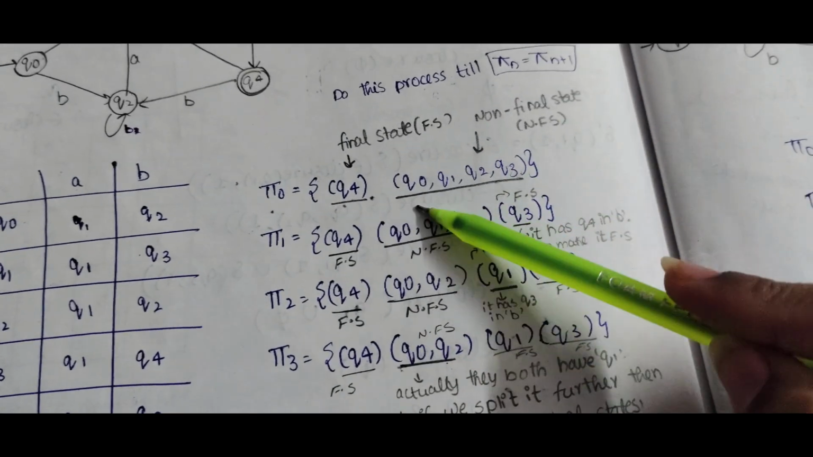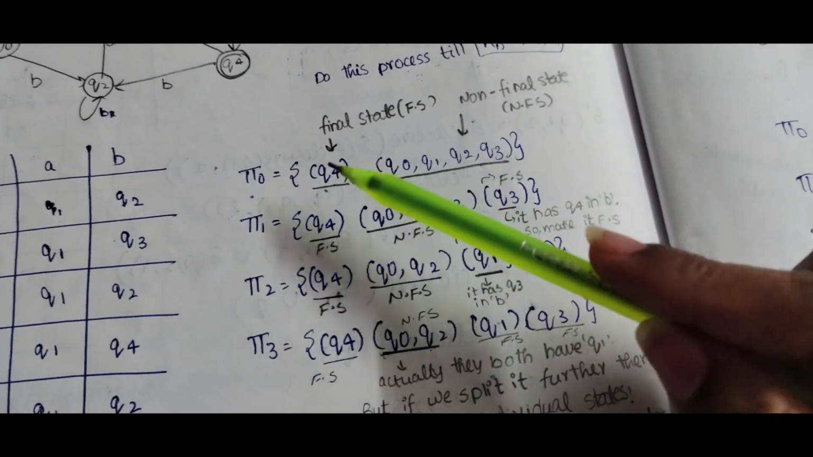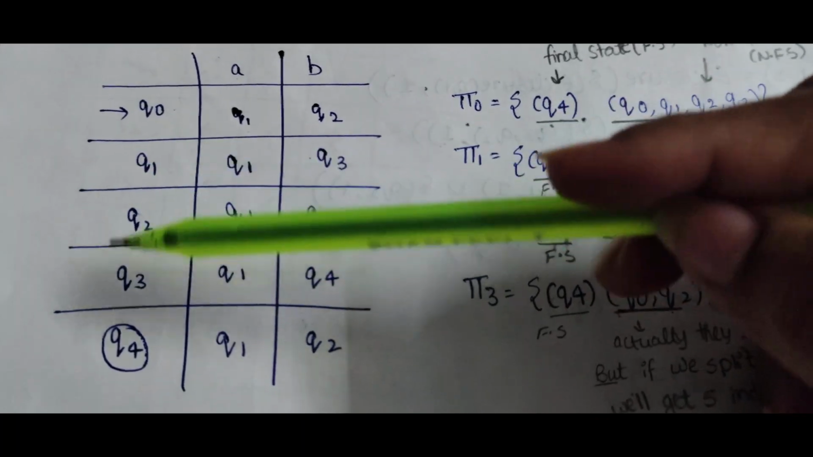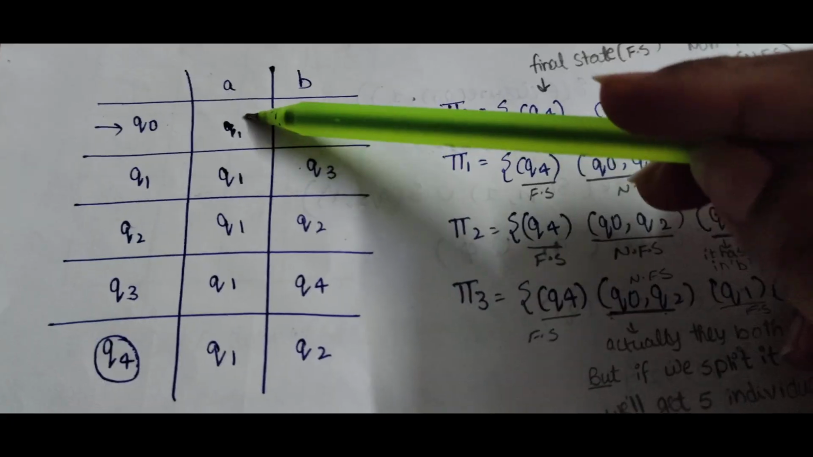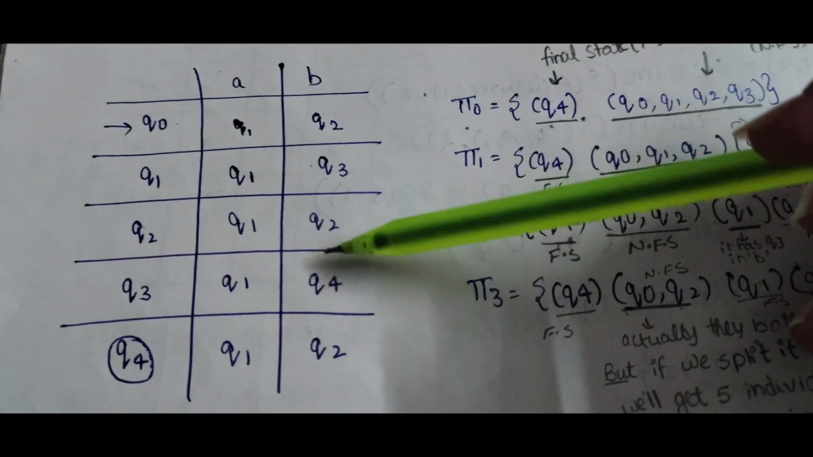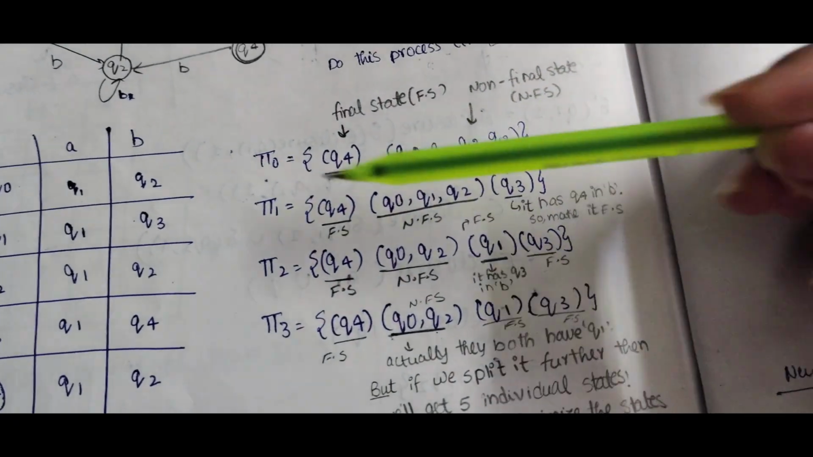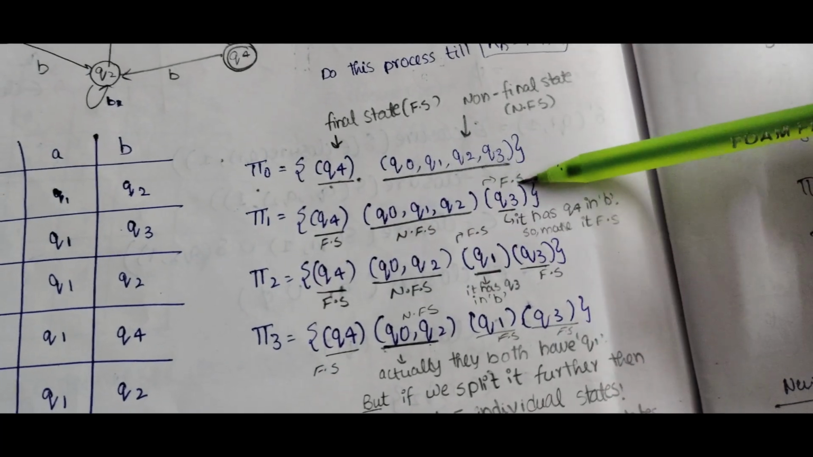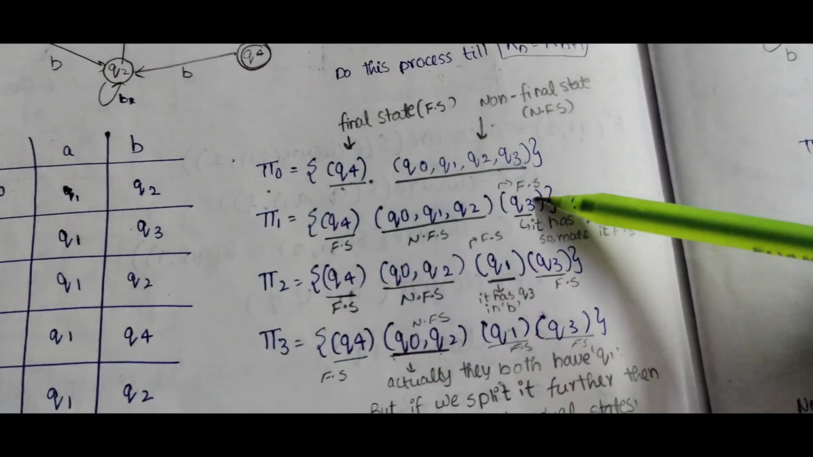Now what we have to do is, in these Q0, Q1, Q2 and Q3, which state goes to Q4? Check the transition table. Does any state go to Q4 in a transition? Q0 no, Q1 no, Q2 no, Q3: Q3 on B goes to Q4. So we have to keep Q3 in a separate place. So now Q0, Q1, Q2 are the non-final states, and Q3 is separated because it has Q4 on B.